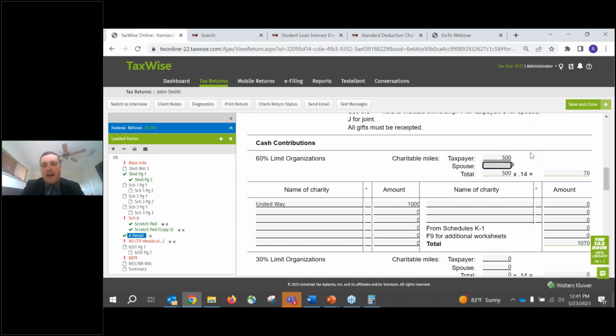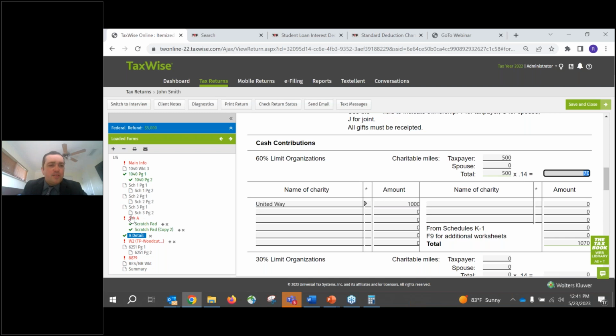Say there were 500 miles, $70 deduction. I guess every little bit counts. I don't think it's going to make too much of a big deal, based off of what their total itemized can be, but just a nice little trick where maybe you'll have this specific client here or there, but this will really help them out.